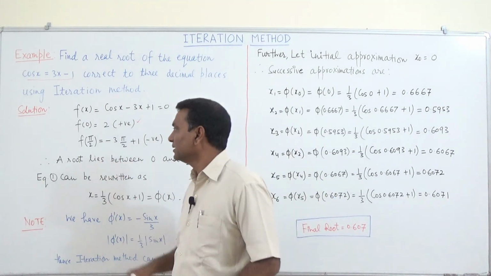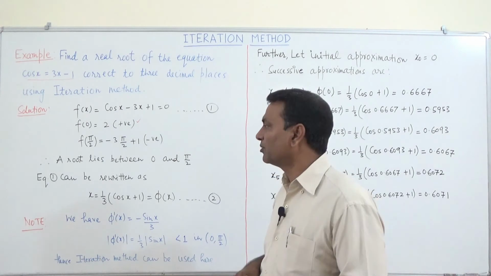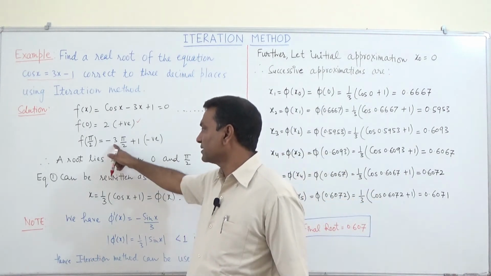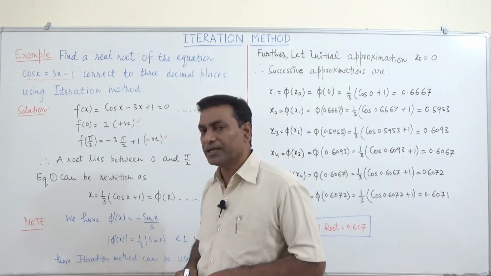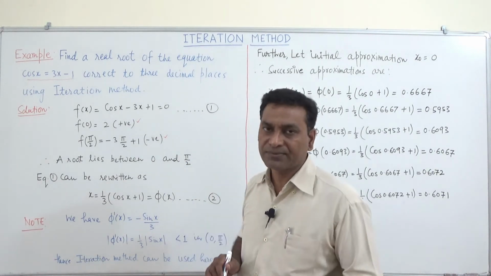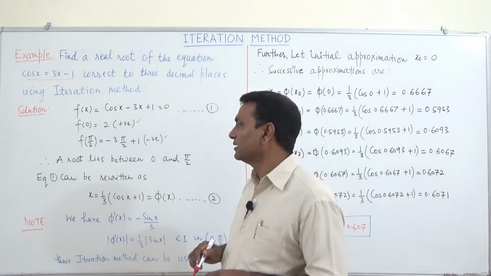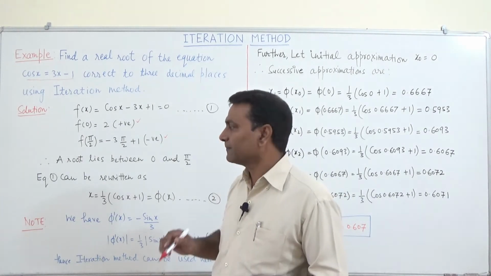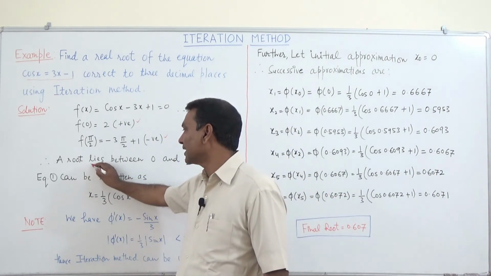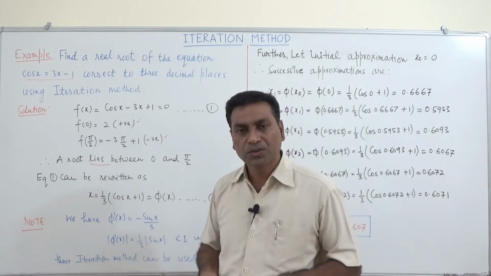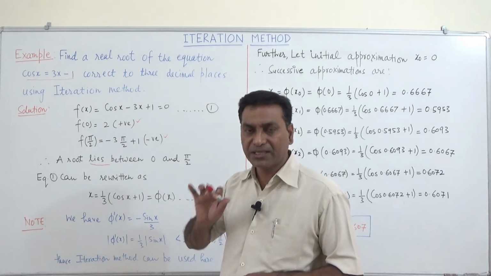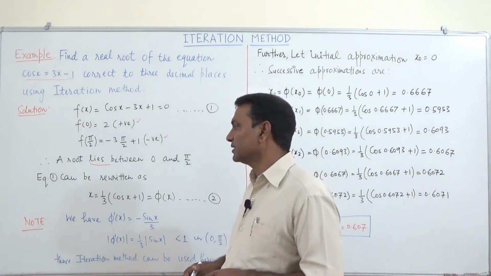Now we will put the value of x as pi/2, and it will be -3 pi/2 + 1, so it comes out to be negative. In this way, after getting the values of f(0) and f(pi/2), we can say the root lies between 0 and pi/2. It means that we can proceed further with this iteration method.